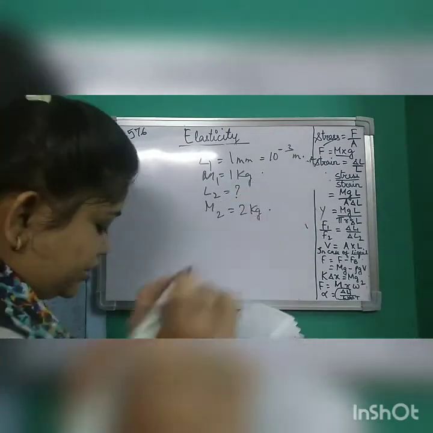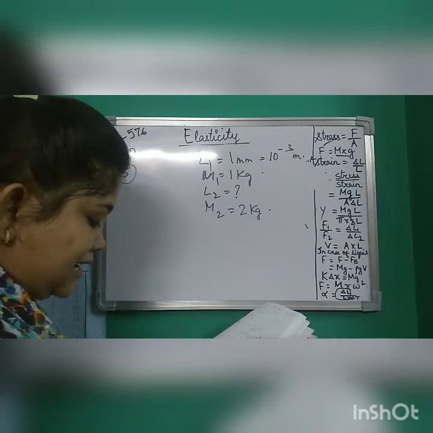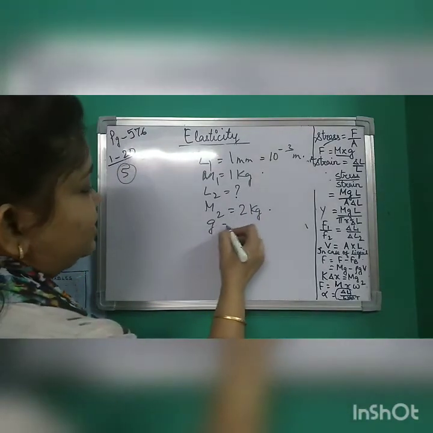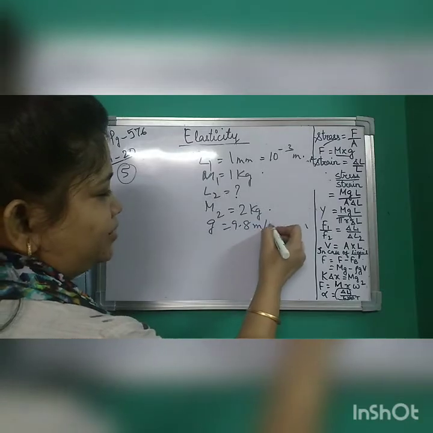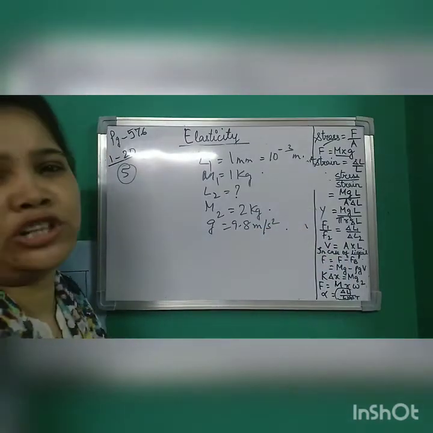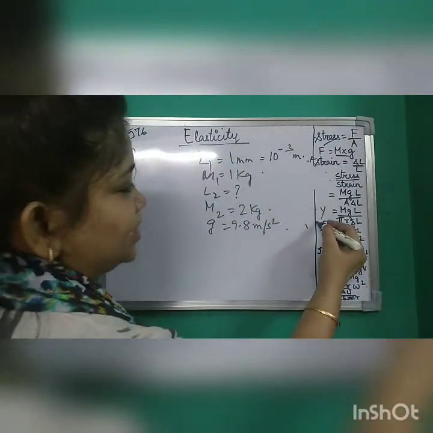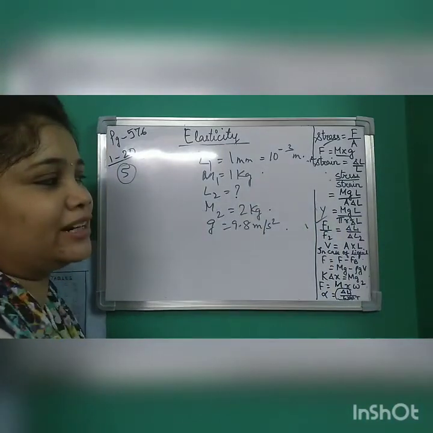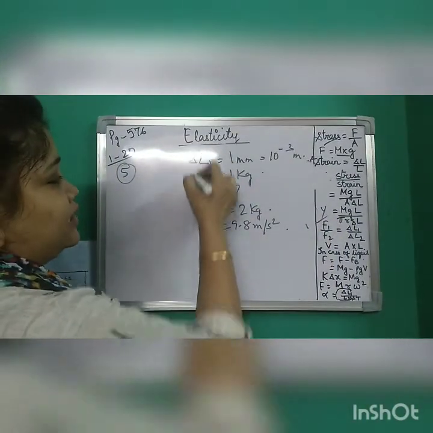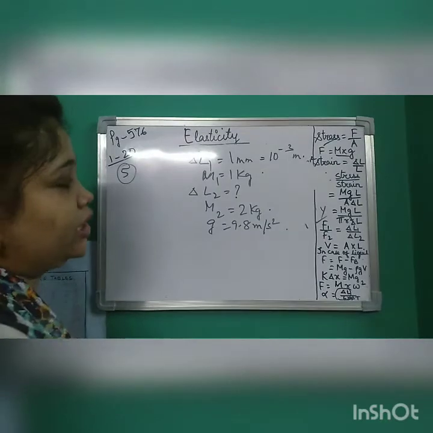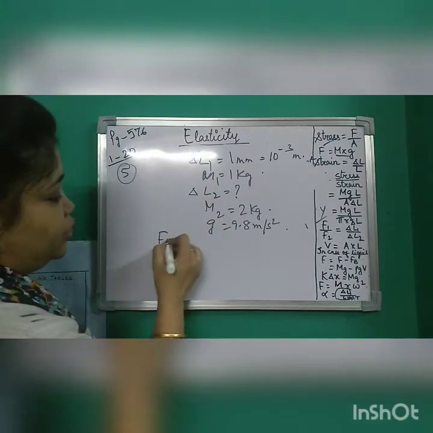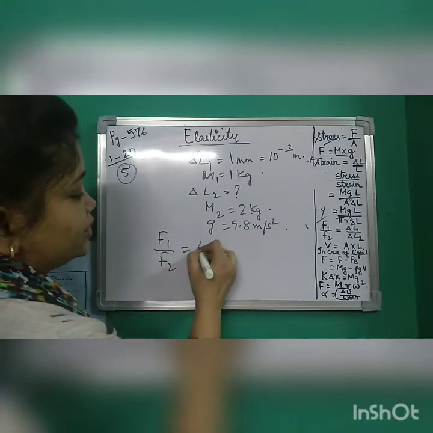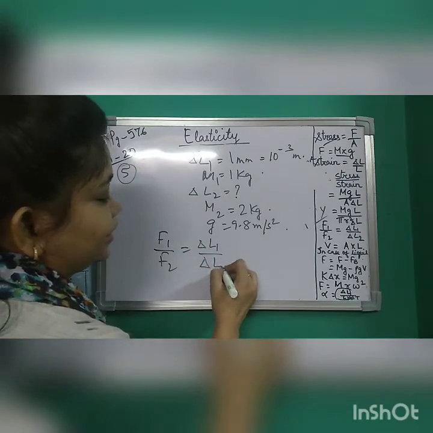Okay. Now G, you take it as 9.8 meter per second square. But you will not utilize it over here. So here, as you know, F1 by F2 is equal to delta L1 by delta L2. This is delta L1 because there is an increase. So just put it in the formula. F1 by F2 is equal to delta L1 by delta L2.